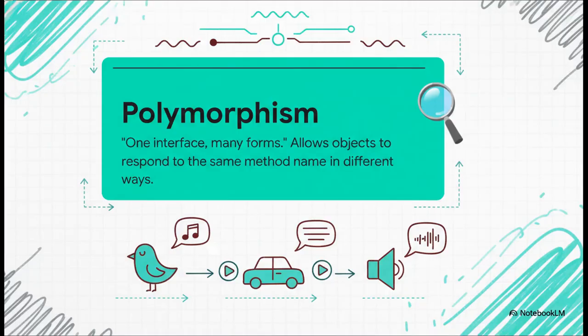So what is it really? Here it is, the big definition. Polymorphism is all about one interface, many forms. It's this beautiful idea that we can ask different objects to do the same thing by calling the same method, and each object will just know how to do it in its own special way.